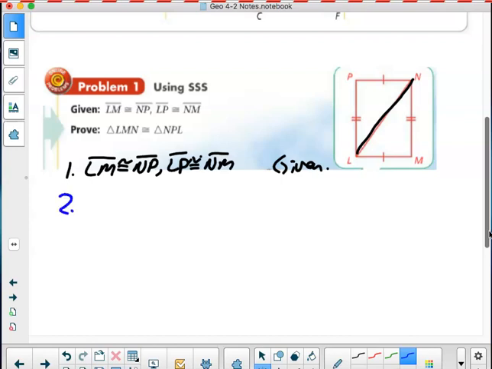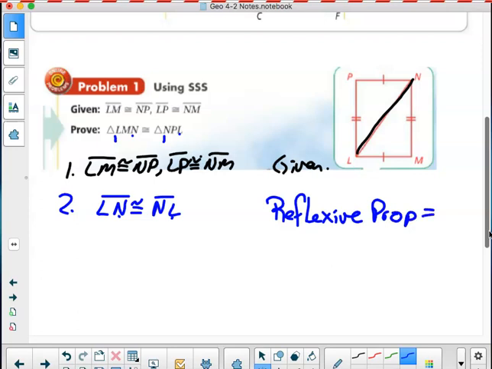Okay, so when we're looking at this, step 2: I know that LN is congruent to NL, and I just might have freaked some people out, but I want to point this out. Do you see LN? L and N correspond, and N and L correspond. So I have to make sure I represent that that's the segment I'm working with. But this is by the reflexive property of congruence.